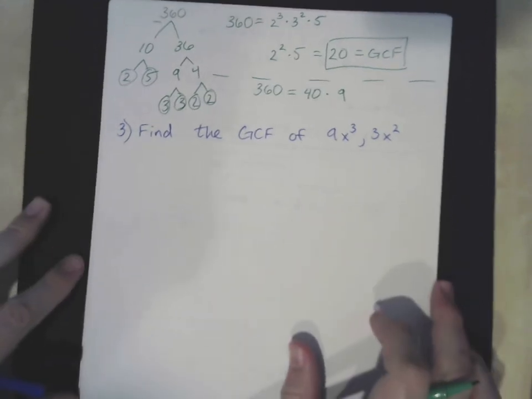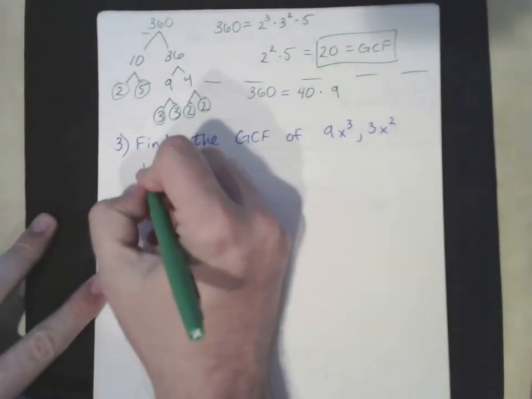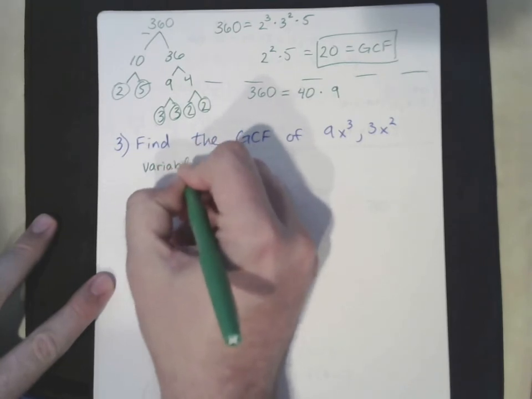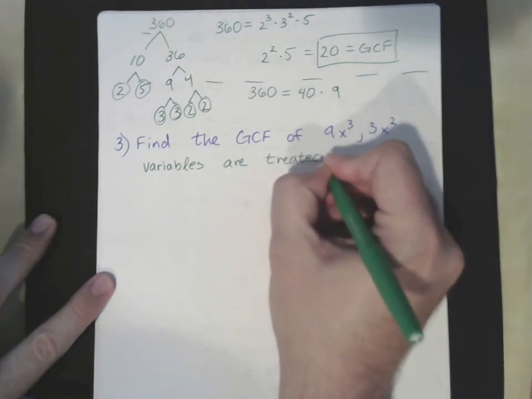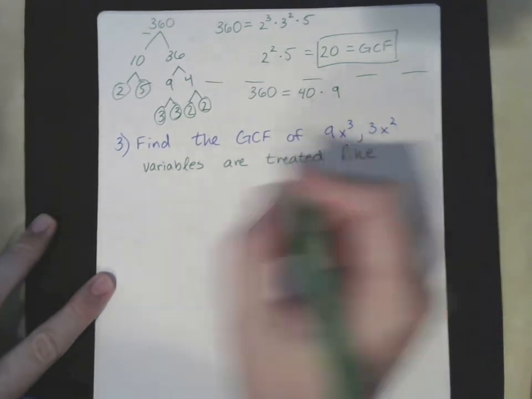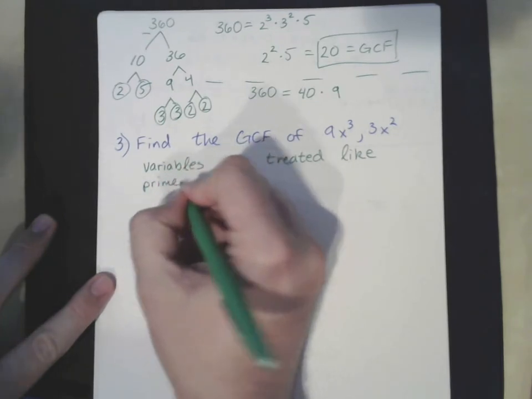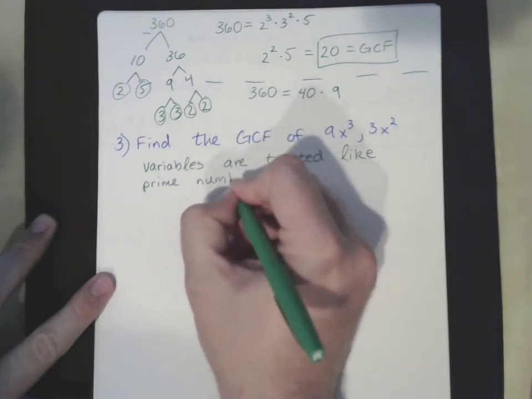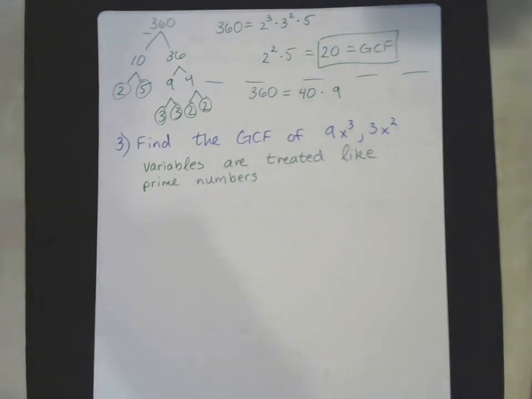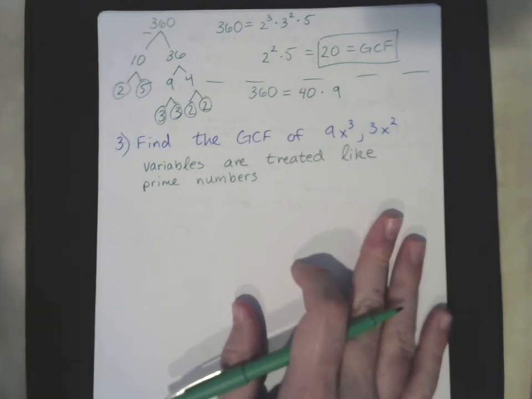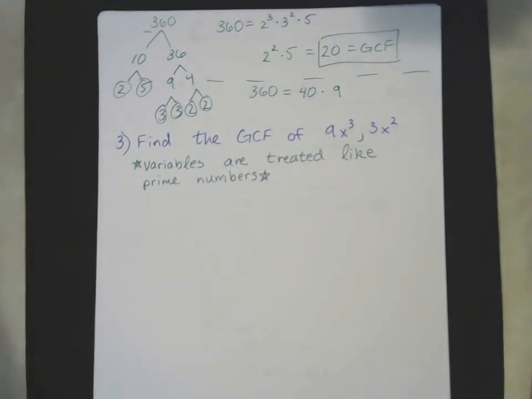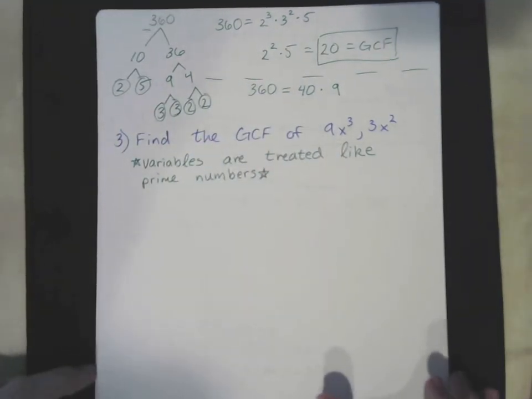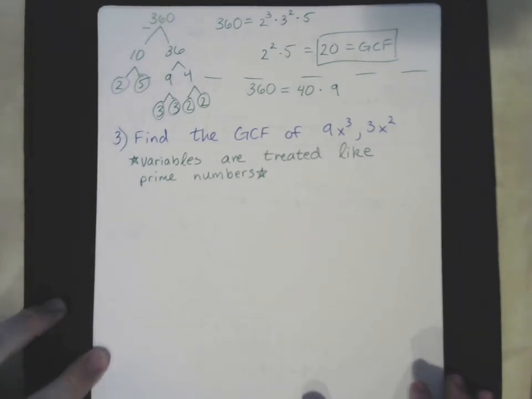So when you're dealing with variables and GCFs, you treat your variables like prime numbers. So you can imagine they're their own special primes. So x is x. It divides into x. The only other thing that divides into x is 1. So this is a special note we make sure we keep track of. So you can do this in 2 parts or you can do it all at once. It's not any faster one way or the other.